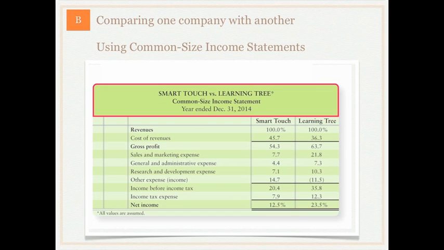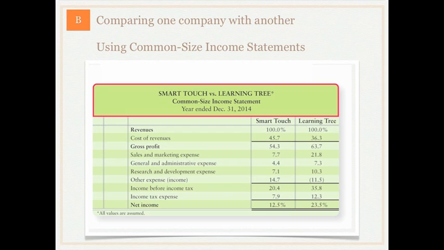As we can see, net income, Smart Touch, only 12.5% of their revenues become net income, whereas Learning Tree, 23.5% of the revenues that they bring in become net income. So they're better able to control their costs than Smart Touch.